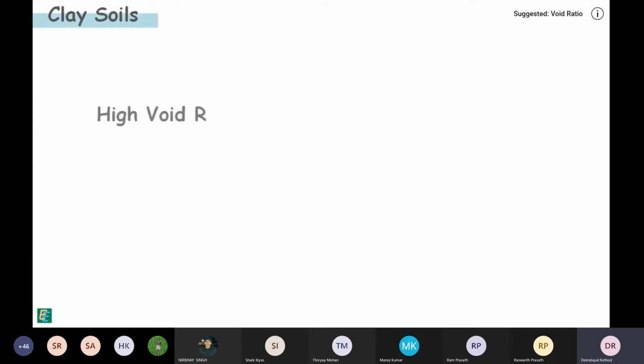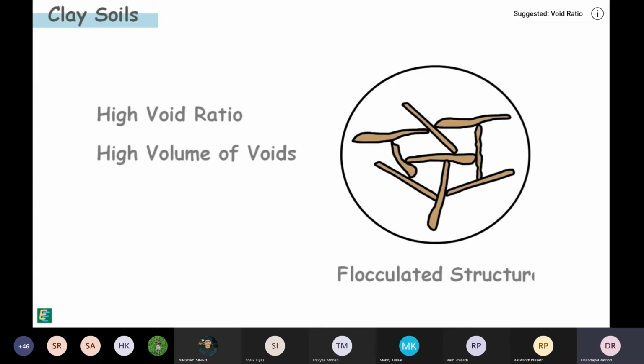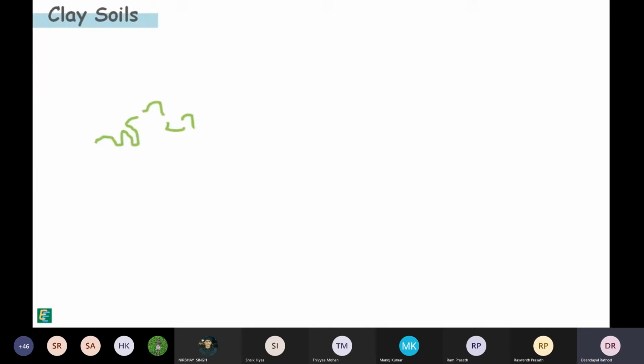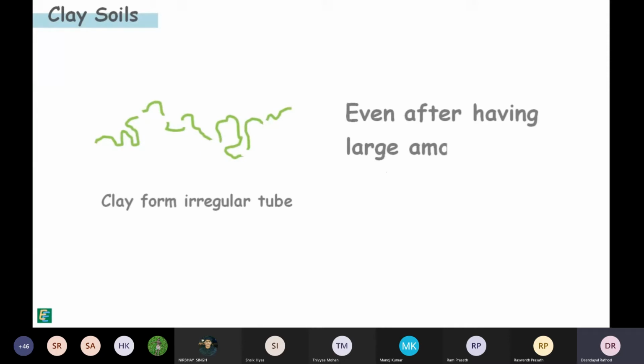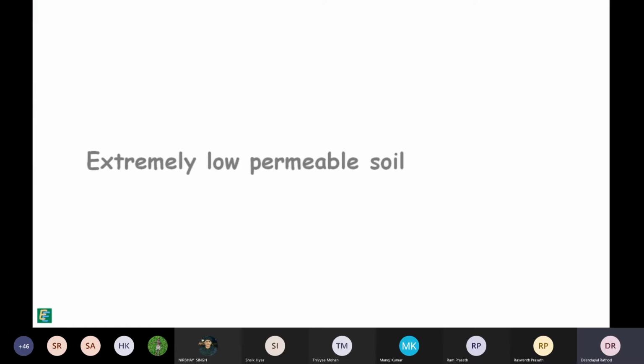Clay soils have high void ratio, as they have a large volume of voids because of their flocculated structure. These voids look very large, but it is a much zoomed view. And because the clay particles are very small, these voids are poorly connected to each other and do not form a regular tube or channel-like structure. Hence, even after having a large amount of voids, the clay soils are very less permeable. When a soil has extremely low permeability, it is termed as impervious soil.